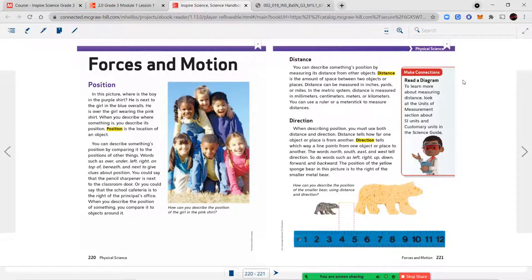Make connections. Read a diagram. To learn more about measuring distance, look at the units of measurement section about SI units and customary units in the science guide.